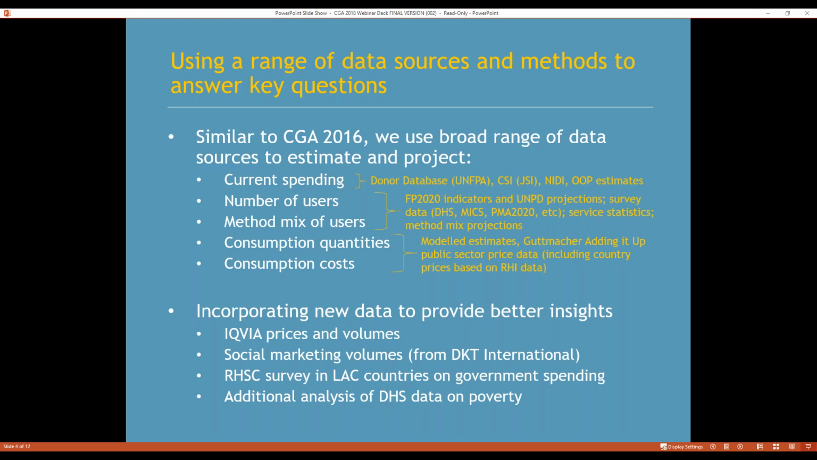So first are the price and volume data, which we purchased from IQVIA, which we'll look at in a moment. We also use social marketing data, which DKT compiles to give us a better look into that sort of hybrid market of subsidized goods that might be coming through the private sector, but sometimes have a subsidy to them. We had a survey that RHSC conducted last year, which gave us new insights into government spending on family planning in that region, which was a big gap in our previous work. And then this analysis that Nina touched on about poverty, which we'll revisit at the end of the presentation.